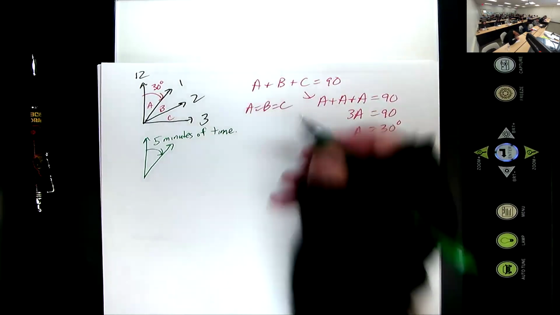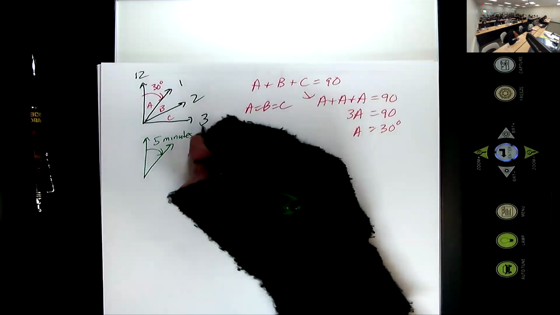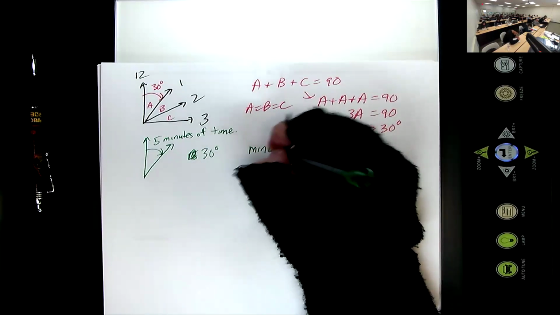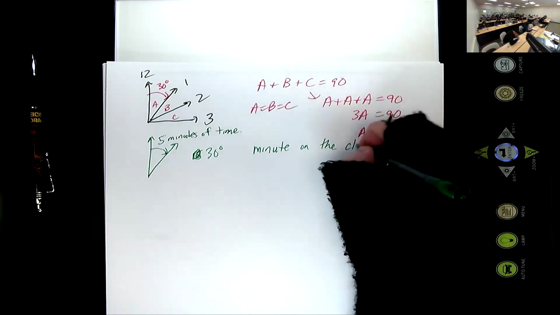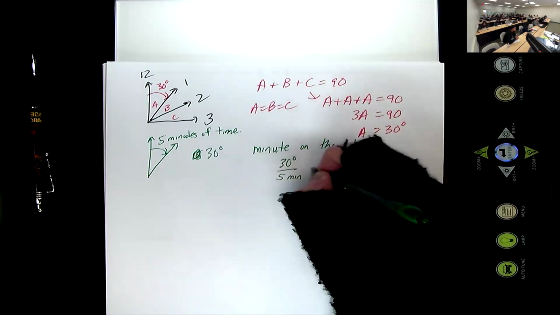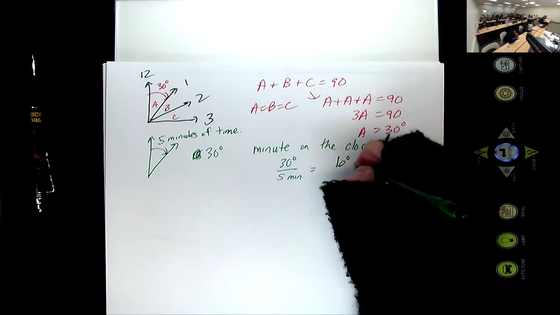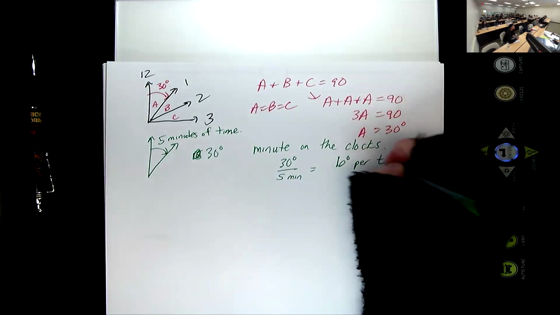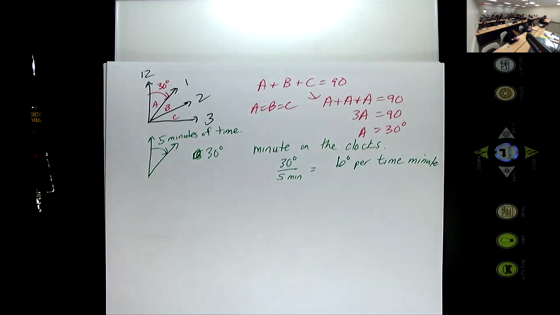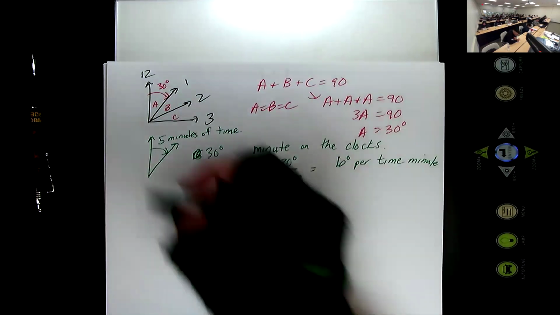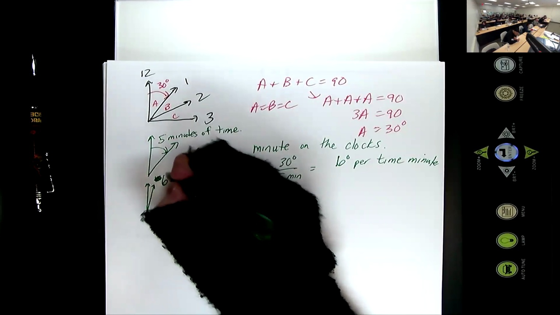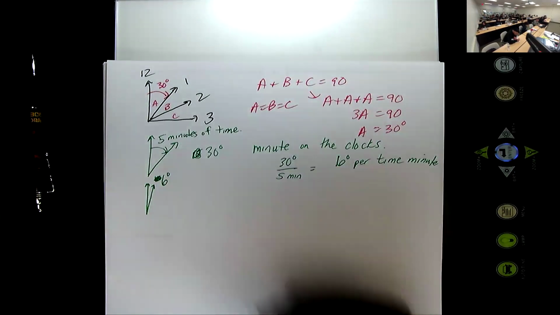Because I'm really wanting to show you how small a degree is. That's 30 degrees, which means each minute on the clock is, we've got 30 degrees, we've got 5 minutes. Each minute is 6 degrees, or 6 degrees per time minute. I'm calling it a time minute for a reason, just bear with me. 6 degrees is just a little tiny little thing, that's 6 degrees. So you can imagine how small 1 degree is.